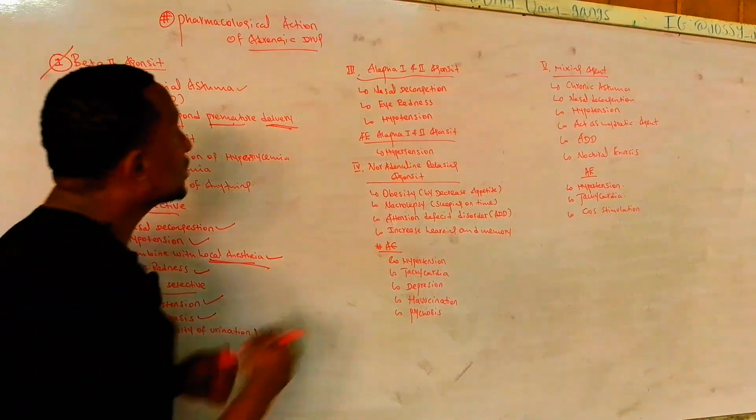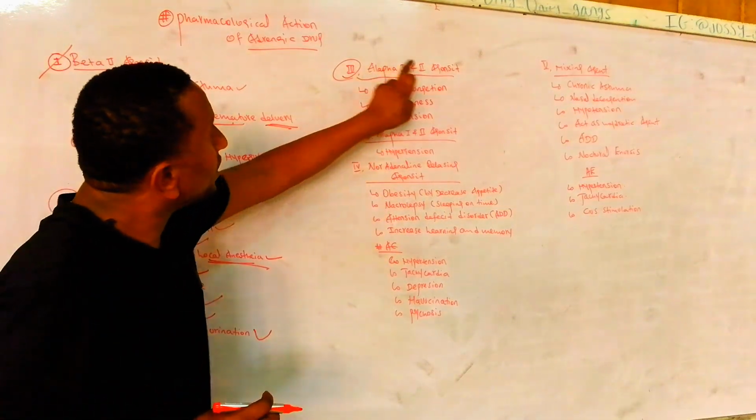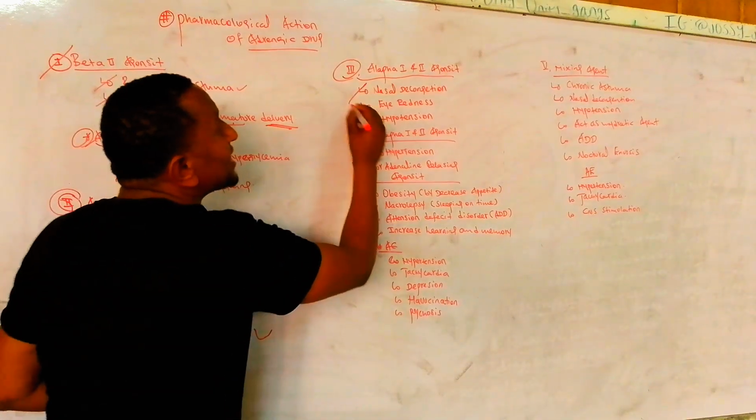As well as urine output. So the third one is alpha 1 and alpha 2 agonists. Alpha 1 and alpha 2 agonists are important for nasal decongestion.